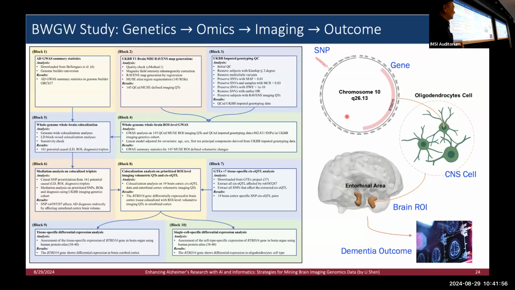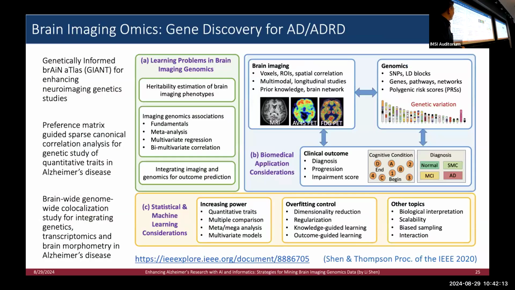So if you put everything together, the finding is that we identified a SNP that can regulate the expression level of this gene. This gene is highly expressed in this cell type and in this brain region. The region happens to be an AD biomarker, so we can link all these together. If you see the evidence at different levels, that's reassuring. Basically, that's it.